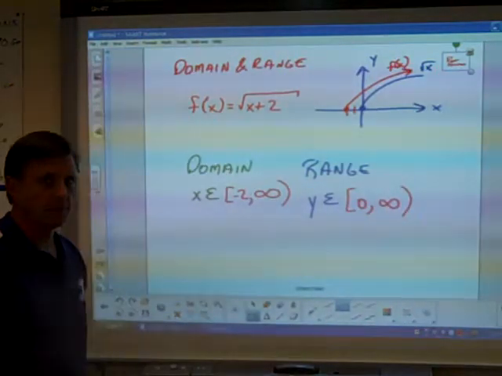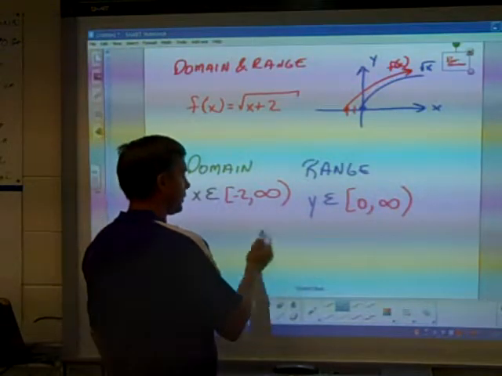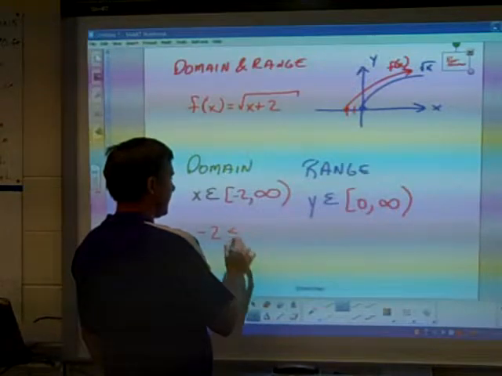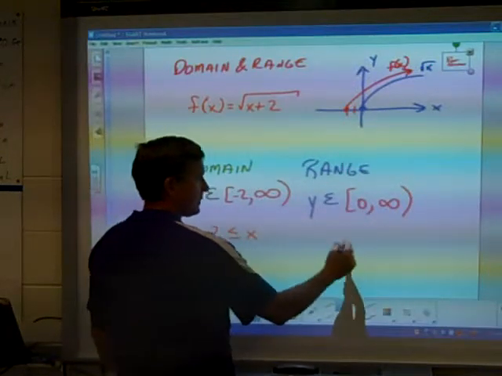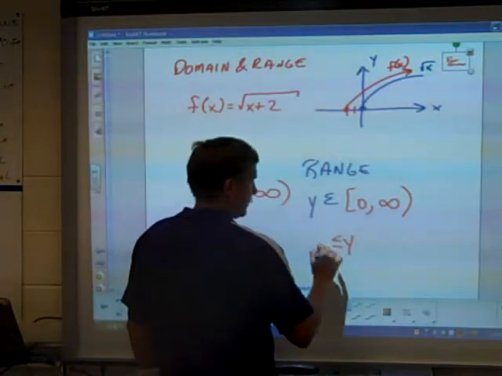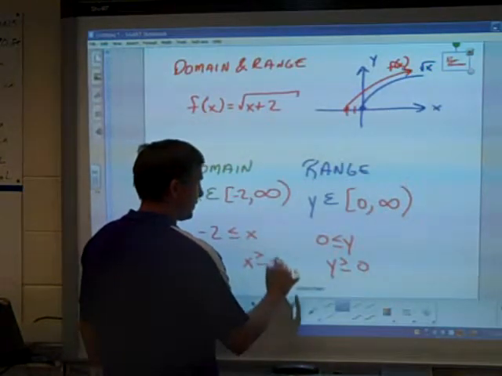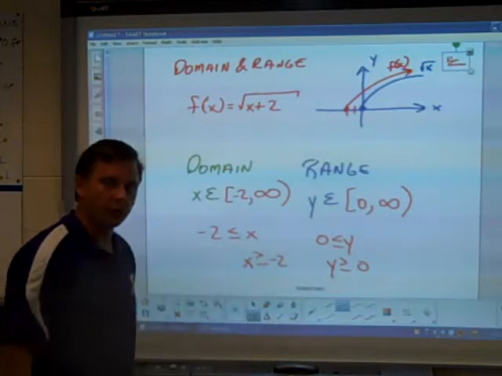Again, this should be a large amount of review. Sometimes students like to write it this way, and that's fine with me. I prefer this. I prefer the variable on the other side, but either way, any of these notations are correct.